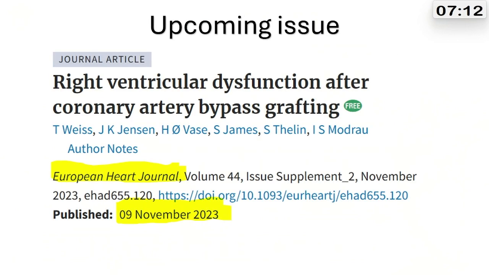There is an upcoming issue. This is a paper published in the European Heart Journal 3 months ago. It was on right ventricular dysfunction after coronary artery bypass grafting.